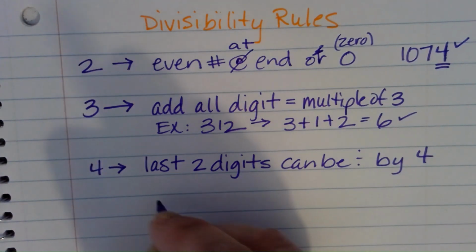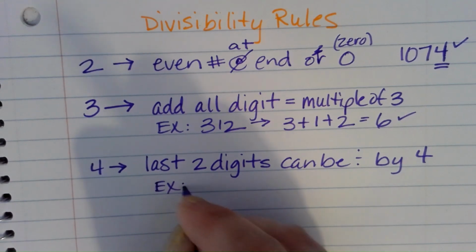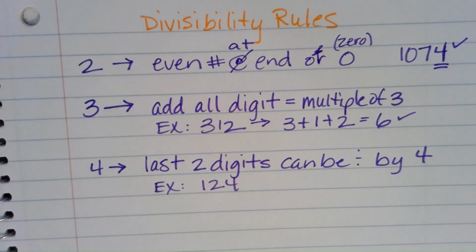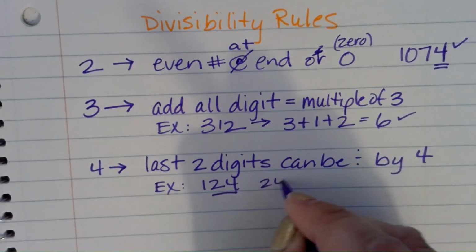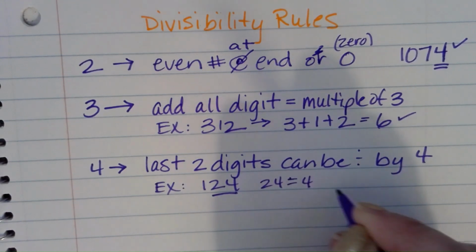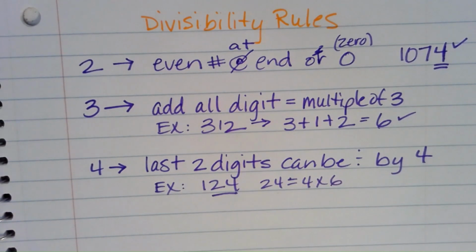So an example of that might be 124, right? I look at the last two digits, and 24 is equal to 4 times what? 6, right? Okay, so if the last two digits can be divided by 4, it works, okay?